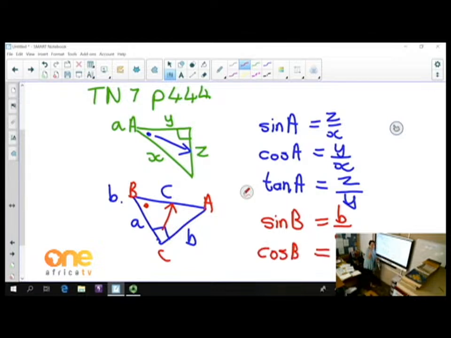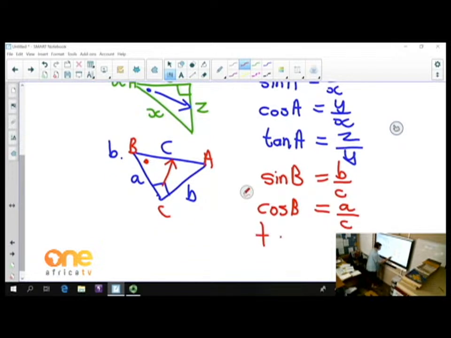Cosine B. Cosine is the included angle. So it will be this one. A over C. C is your hypotenuse. And then the last one, tan B is equal to, and now we don't have the hypotenuse, it's only the other two sides which are involved. This one is opposite, so it is B over A.